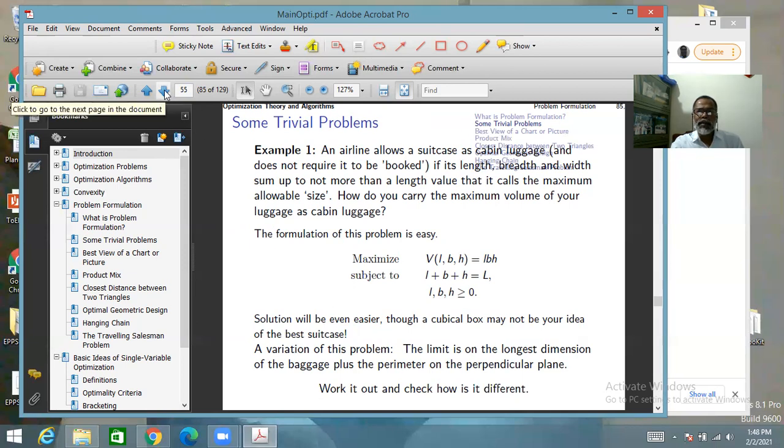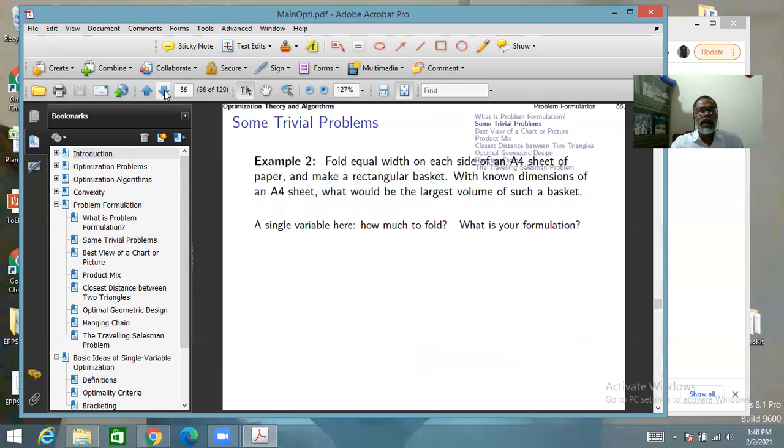We come to another problem that is also trivial. Take an A4 sheet and from all sides fold equal width to make a rectangular basket. So from all the four sides, you fold a little amount, say W width, to make a basket. Now, how do you maximize the volume of that basket?